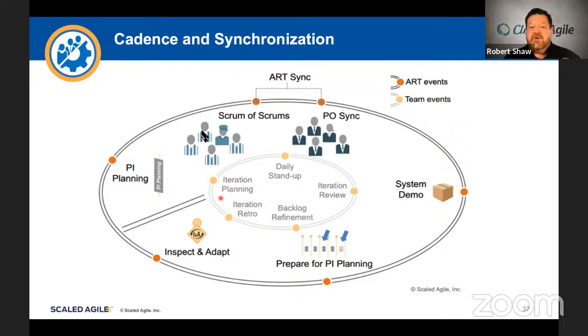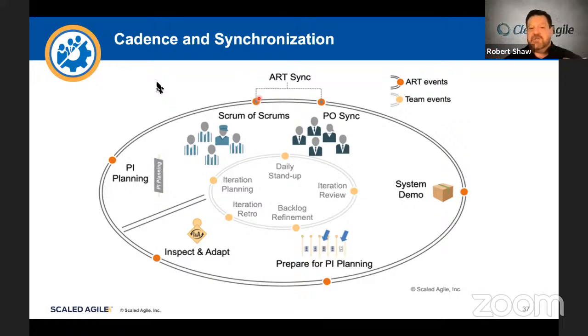As the team is iterating during the sprint, there's usually 5 or 6 iterations inside of a PI. The team comes together, we have a daily stand-up. Daily is probably overkill for an ART, but at least once a sprint, now we have a Scrum of Scrums event and a PO sync event that are helping us coordinate and adapt our plans. It's at the team level, not the individual level.